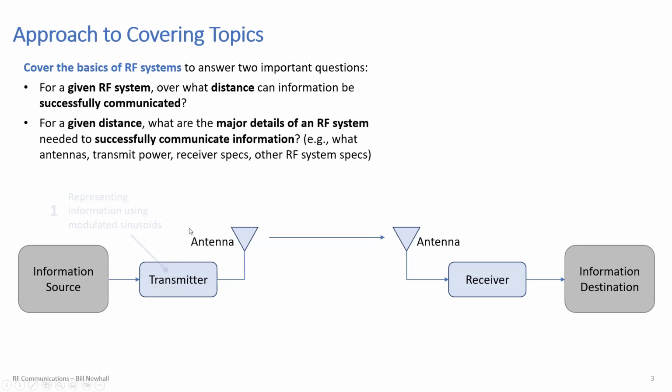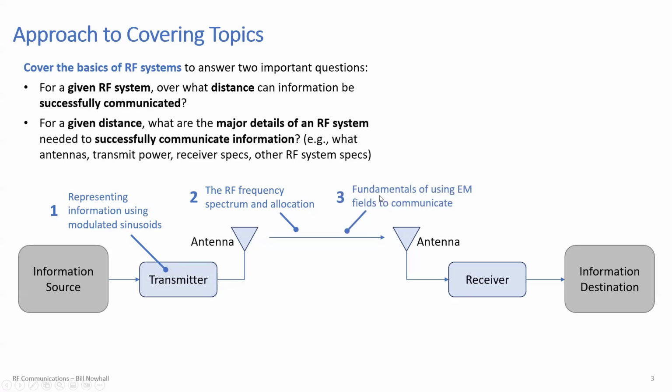We're going to cover, first, representing information using modulated sinusoids. So you have an information source. What does that transmitter have to do to transform that information into a signal that can be radiated over the air? Okay, we're going to talk about the RF frequency spectrum. That's the frequency domain of the signals you're transmitting, and allocation of spectrum: what the FCC in the United States or the government will let you transmit and how that's allocated.